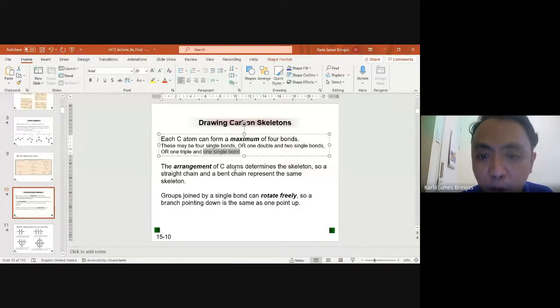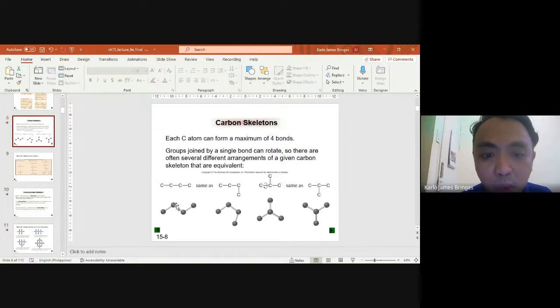So the arrangement of carbon atoms determines the skeleton. A straight chain and a bent chain represent the same skeleton. It all depends on how the carbon atoms are bonded to one another. Which is why, as we can see, this one here is not the same as this one over here. But this one is the same as this one, since the arrangement of carbon atoms in the second one and in the first one is the same.